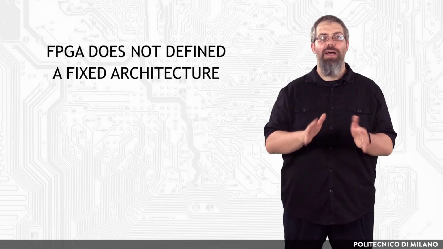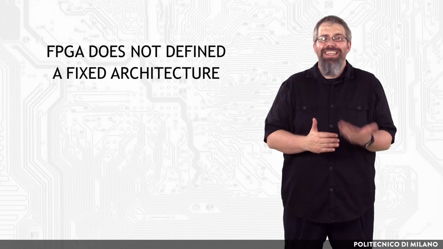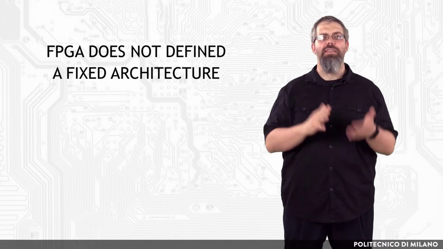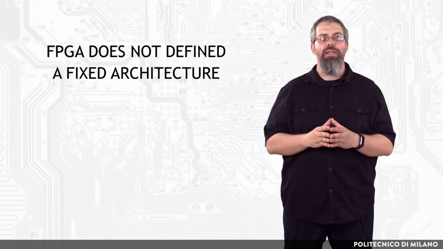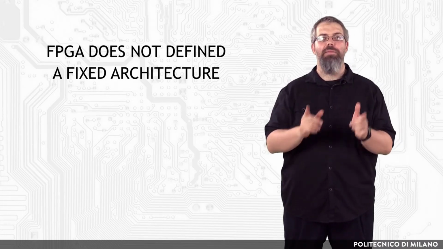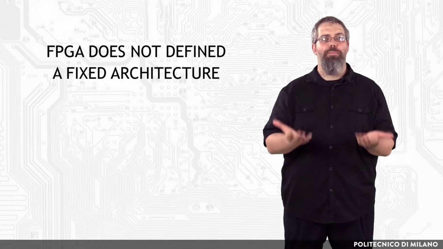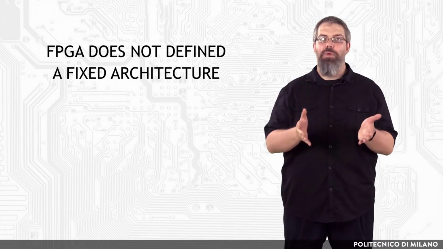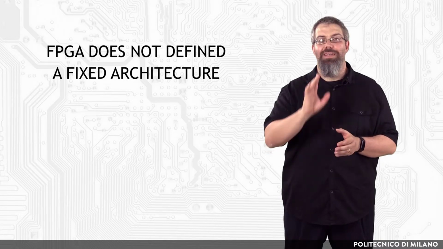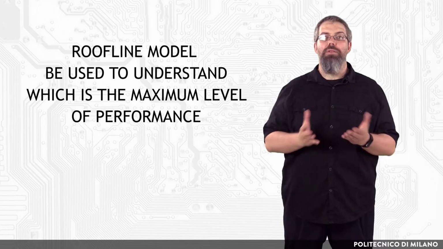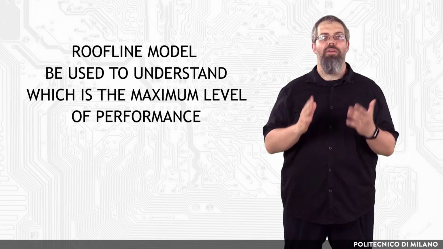Even though the Roofline model was born for general purpose processors, the same concepts are recently being explored in the FPGA domain. You may notice that one of the main differences here is that an FPGA does not define a fixed architecture. Hence, it's not easy to clearly define walls and ceilings, since there are a number of possible architectures that can be implemented for the very same application, as opposed to a general-purpose processor, in which the architecture is well defined and known.